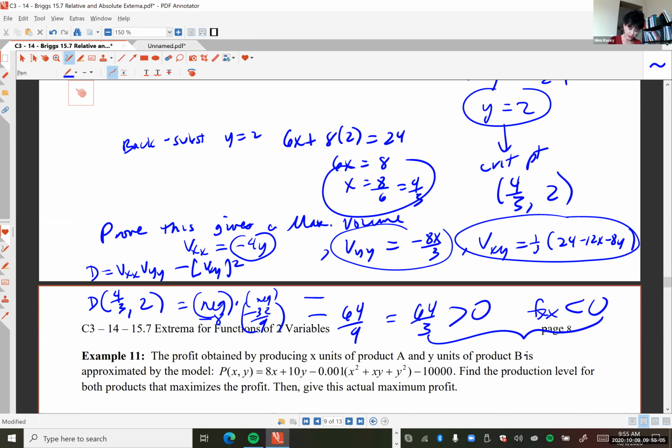And so together, this tells me by the theorem that I do have a relative max, which is what I was looking for, thank goodness. And so that indeed is the max. Now, we didn't answer the question.